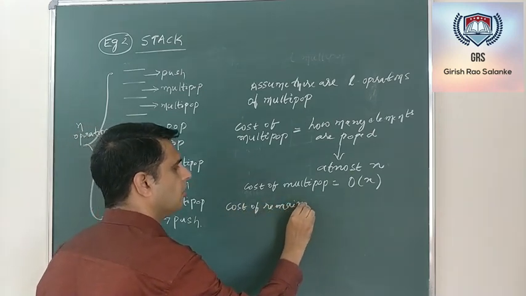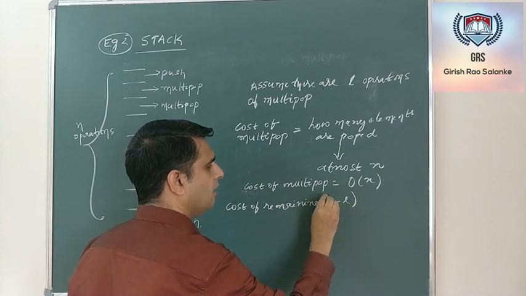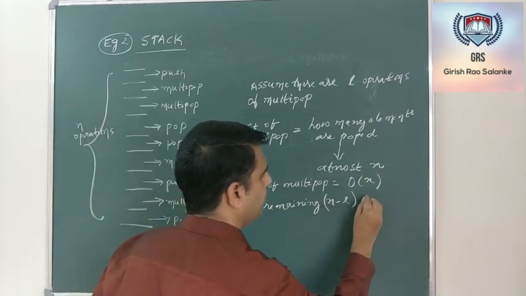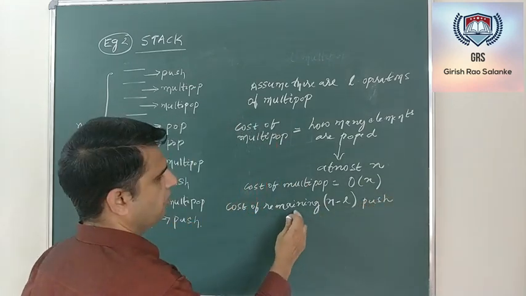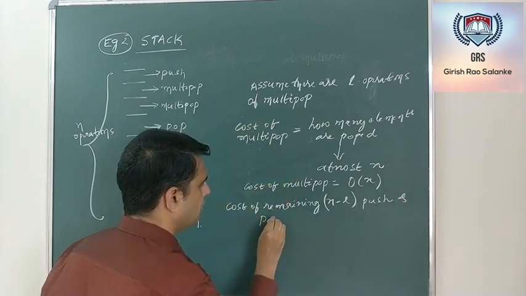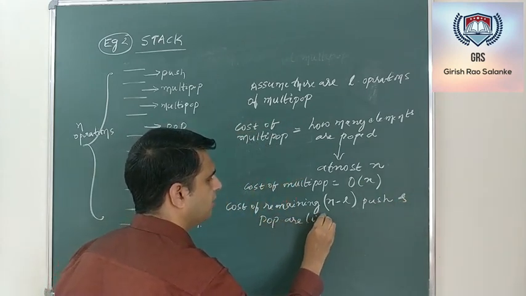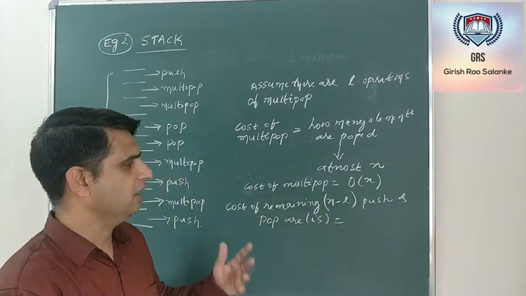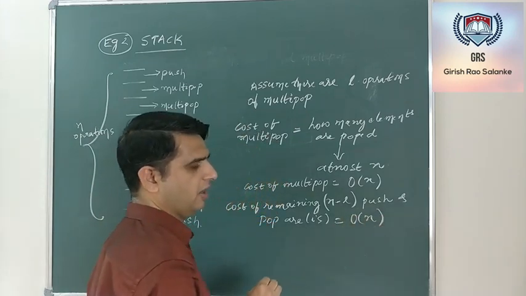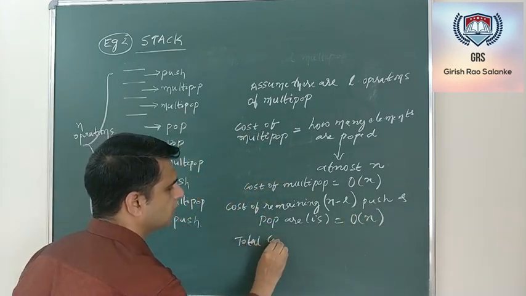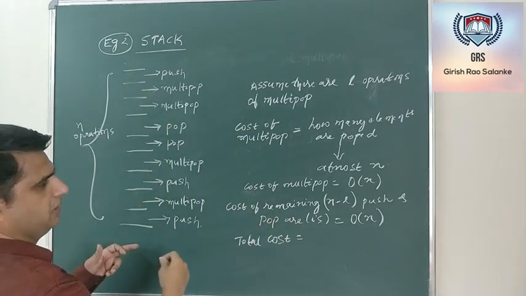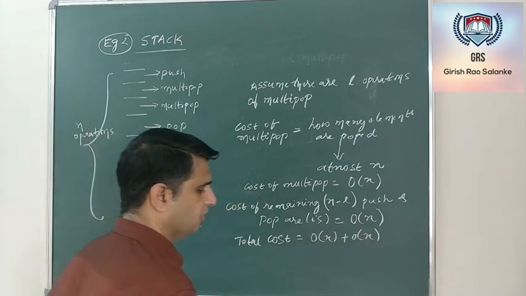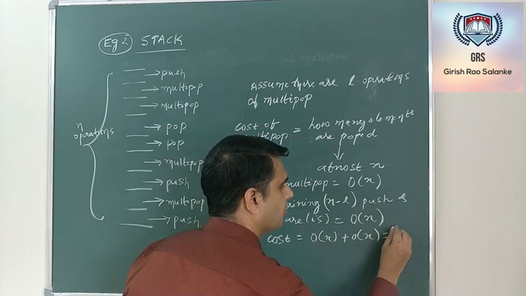Now what is the cost of the remaining n minus l operations? If there are n operations in total and l were multi-pop, the remaining n minus l will be push and pop operations. Here also at most it is order of n. So what is the total cost? Total cost of this entire sequence of n operations is order of n plus order of n. So this is nothing but order of n once again.